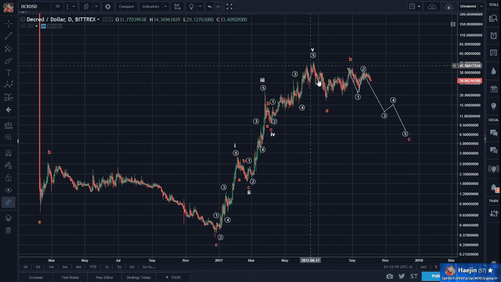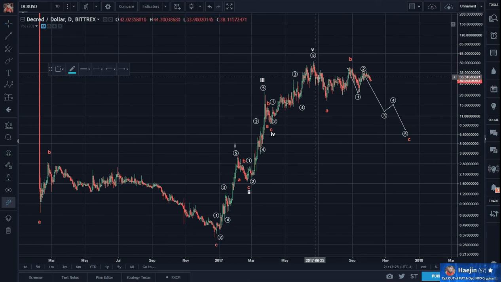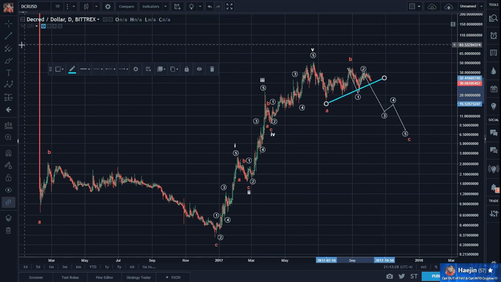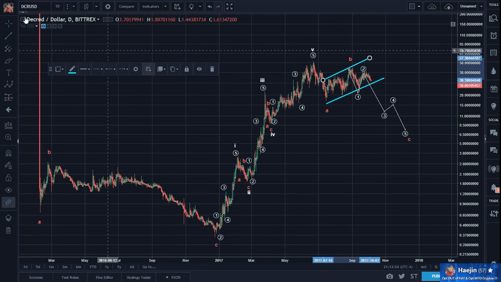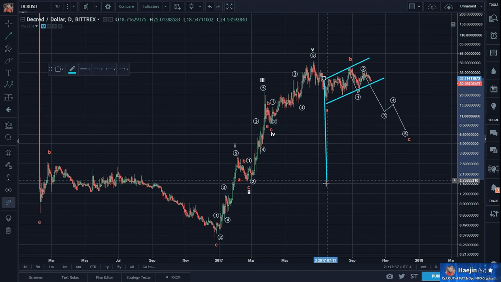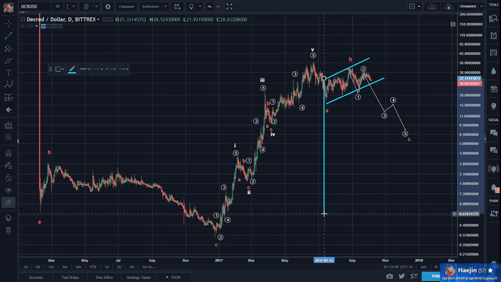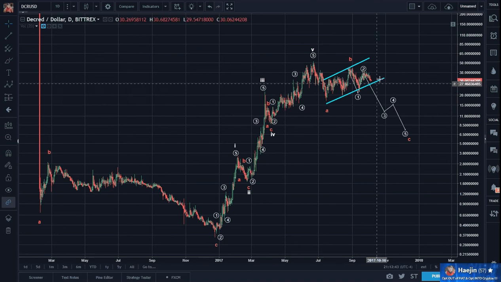Now let's look at A and B. Let's see if we can use a pattern. What do you call this? If I draw a line like a flagpole, this is called a flag. But what kind of a flag is it? It's pointing upwards, so it's called a bearish flag. So, yes, I believe DECRED has a correction to go. It's put in 1, 2, 3, 4, 5.